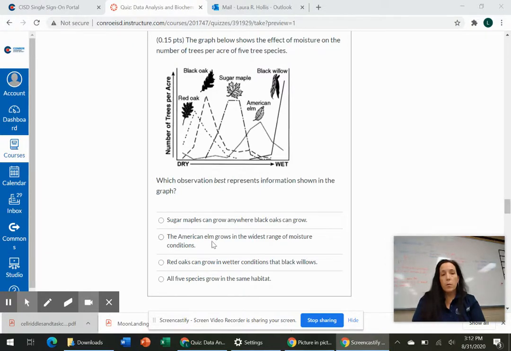The American elm grows in the widest range of moisture conditions. The American elm seems to grow. That could be true. So because it seems to grow kind of on the latter half. Red oaks can grow in wetter conditions than black willows. So red oaks, no, because they need to be in a dry condition, and black willows, no. So that's false. All 5 species grow in the same habitat. That's false. So the only one that can be true is that the American elm grows in the widest range of moisture conditions. So it still grows kind of in a longer range than everybody else. So the answer is B.